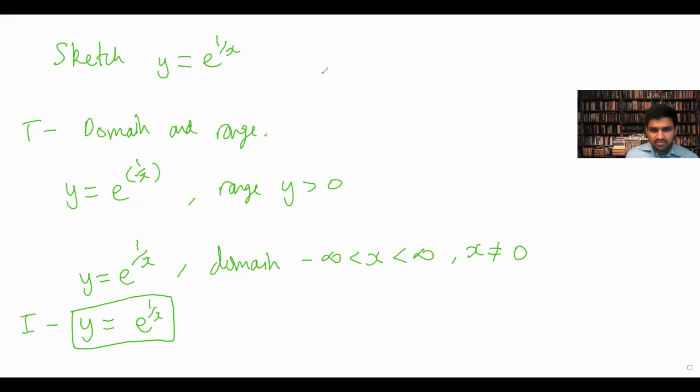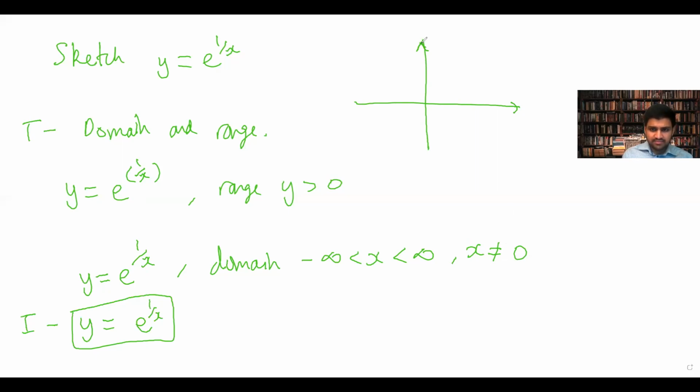Now, the first proposal I'd have, if I look at some graphs, considering these tools, the domain and range, I've shown that the range is y bigger than 0 because you have an exponential. I've also shown that the domain is between minus infinity and infinity, and x cannot be 0.